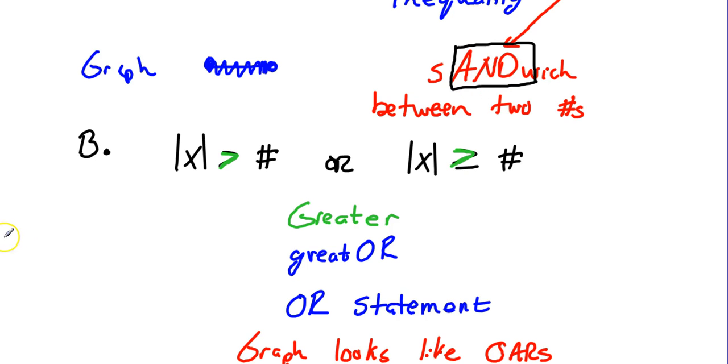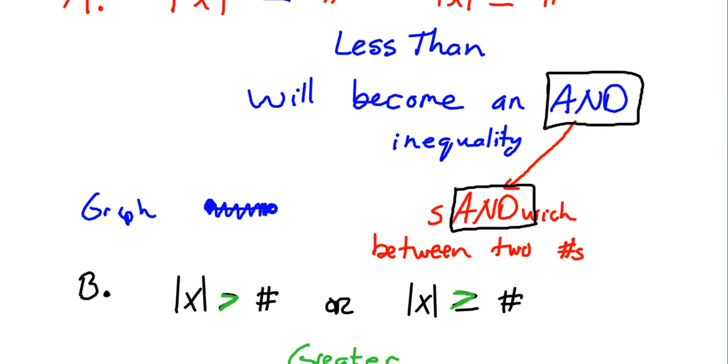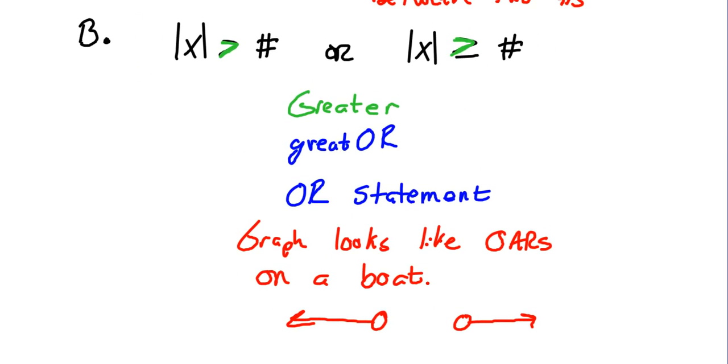So an and statement starts with less than. If it's less than, it becomes an and statement, then you sandwich it between the two numbers. If it's an or statement, because this is absolute value of x greater, when you get finished with it, the graph looks like oars on a boat. Okay, so that's basically your setup. And when you graph it just like you normally do with all the other graphs, everything else kind of goes from there. But that's pretty much your two things you're going to do.